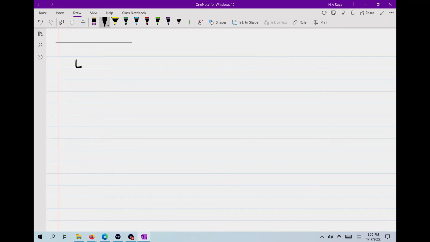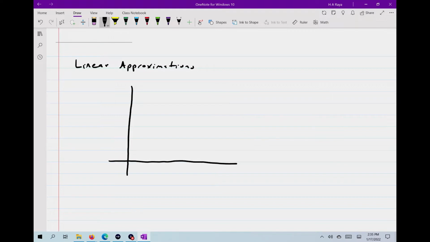In this video, we'll take a look at linear approximations. Now, suppose we have a function f of x, and it looks like this. So this will be our f of x, and we are considering the tangent line at x equal to a. Suppose that a is down here, and we're looking for the tangent line at this point.